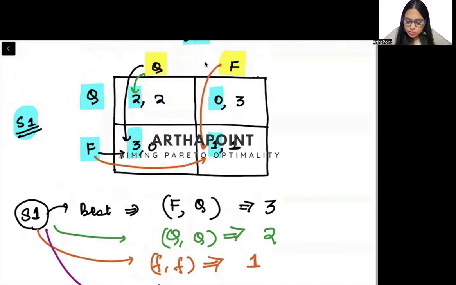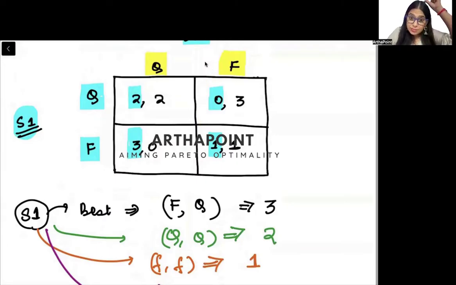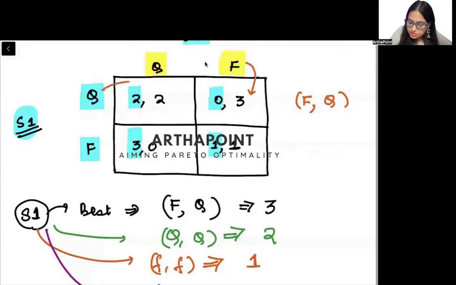Now I am going to go to suspect 2. Okay? So what is the best thing for suspect 2? When he blabbers everything, tells everything and says, this is what he did, please catch him. He thinks and the other person remains quiet. This will be the best. He will be out of jail. The number after the comma is his payoff. Maximum payoff here is 3.